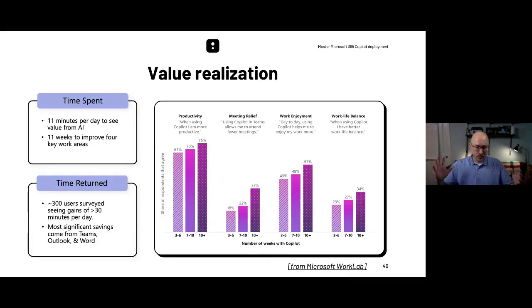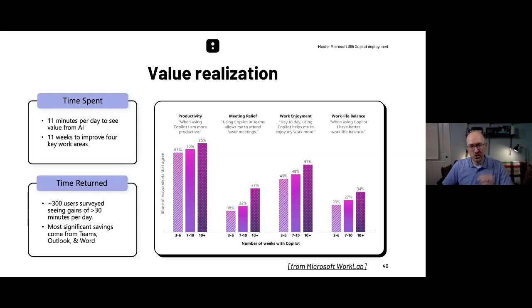And then lastly, as we get to the end here, value realization. Microsoft Work Lab has done some really great research on this. And one of the things that they've seen that's been very, very consistent: if you spend just 11 minutes per day to summarize an email, summarize meeting notes, and you do that consistently over 11 weeks, you're going to see an uptick in your productivity all along the way. And that uptick is going to become significant as you get across that 11 weeks. So it really only takes 11 minutes per day to think about, let me use Copilot for this.